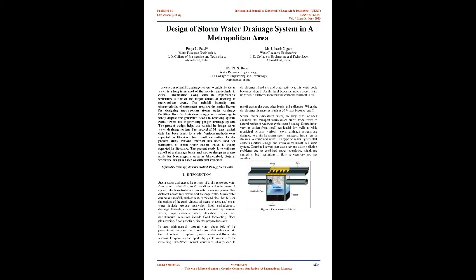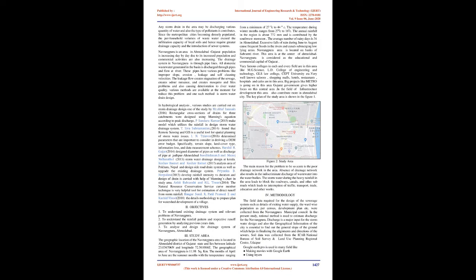In areas with natural groundwater, about 10% of the precipitation becomes runoff and about 50% infiltrates into the soil to form or replenish groundwater and flows into streams. Evaporation and uptake by plants account for the remaining 40%. When natural conditions change due to development, land use, and other activities, this water cycle becomes altered. As the land becomes more covered with impervious surfaces, more rainfall converts to runoff. This runoff carries dust, other loads, and pollutants. When the development is more, as much as 55% may become runoff.